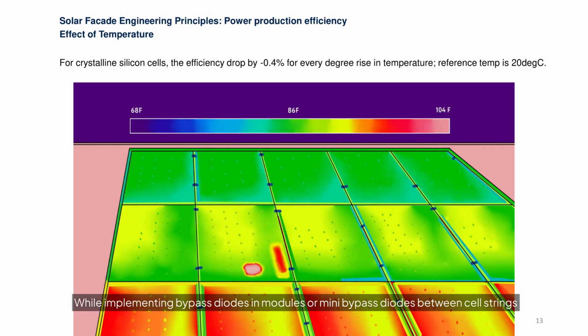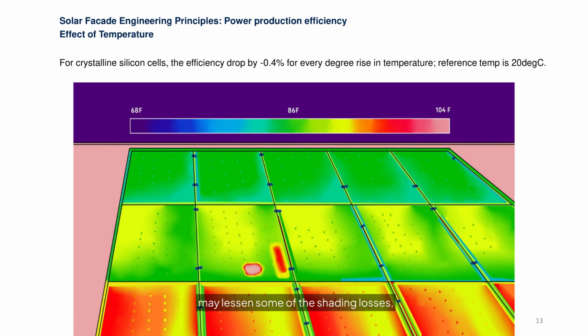While implementing bypass diodes in modules, or mini bypass diodes between cell strings, may mitigate some of the shading losses, reliable power production and system longevity can only be ensured when shading is fully or mostly avoided.